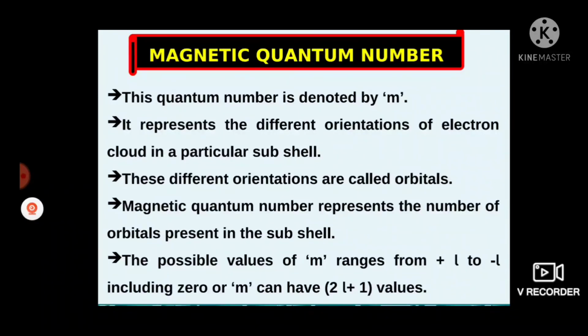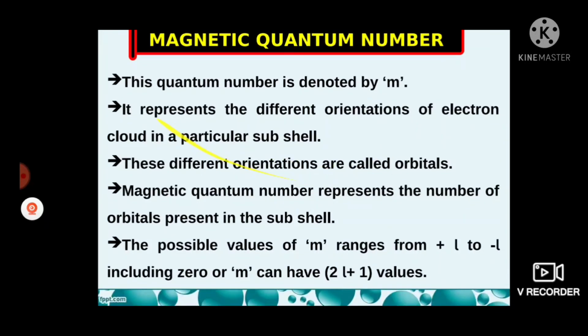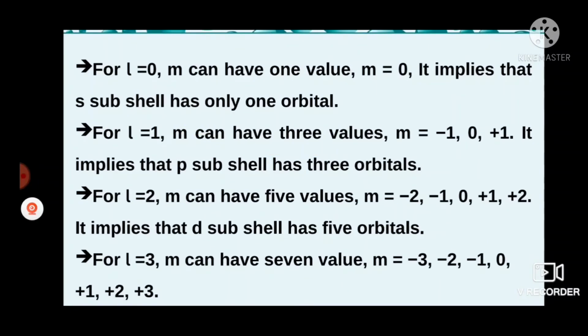What is the magnetic quantum number? It is denoted by m and it represents the different orientations of the electron cloud in a particular subshell. And these orientations are called orbitals. The number of orbitals in each subshell is given as follows. For L equal 0, m can have only one value, that is m equals 0. It implies that the s subshell has only one orbital.